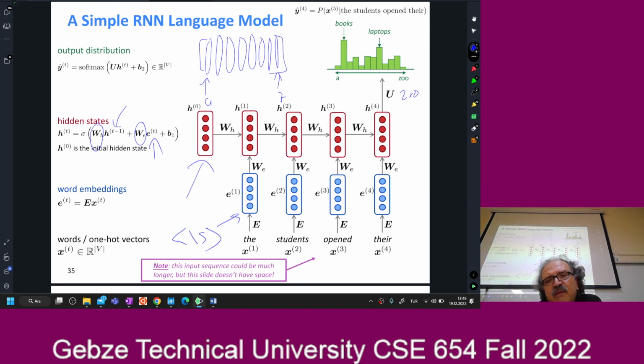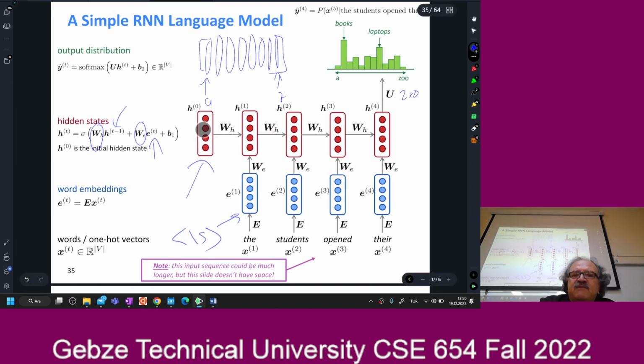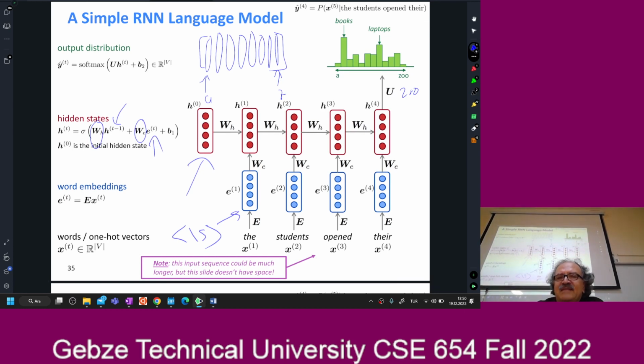What is our problem? Our problem is, for example, to guess the next word, right? The students open their books or laptops or whatever, okay? Maybe I can give context information from this end. Maybe I can input, for example, the vector of my context.